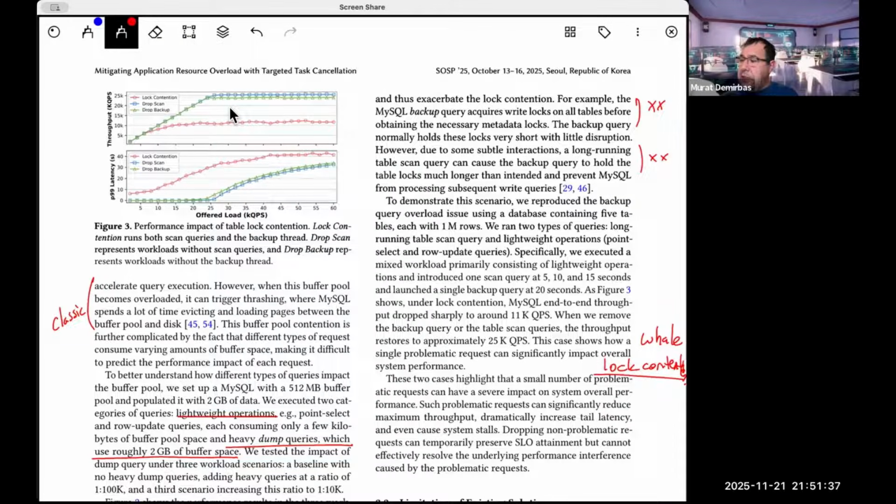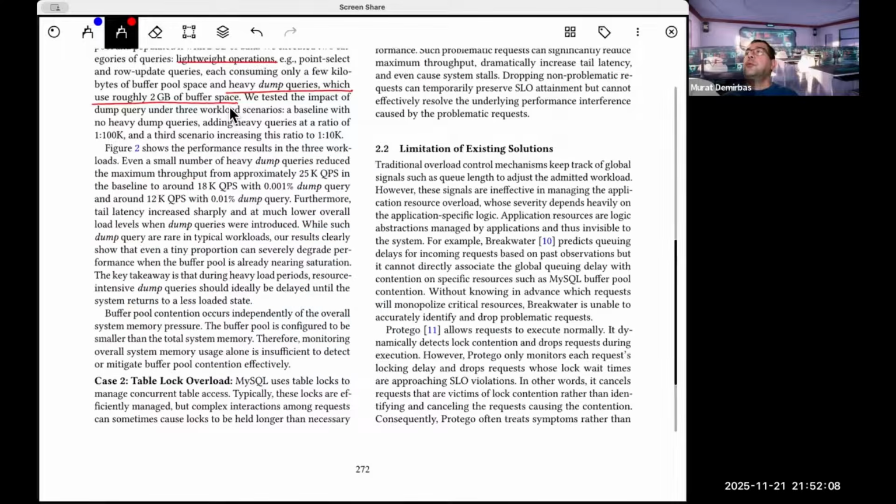These two cases highlight that a small number of problematic requests can have a severe impact on overall system performance. Such problematic requests can significantly reduce maximum throughput, dramatically increase tail latency, and even cause system stalls. Dropping non-problematic requests can temporarily preserve SLO attainment, but cannot effectively resolve the underlying performance interference caused by the problematic request.